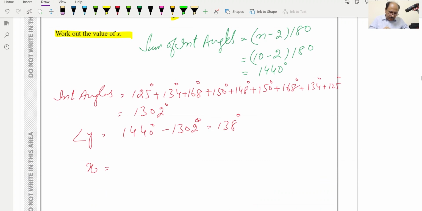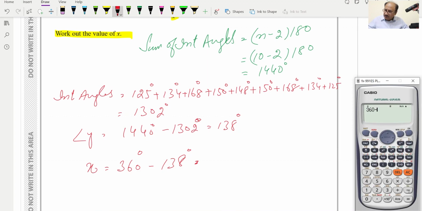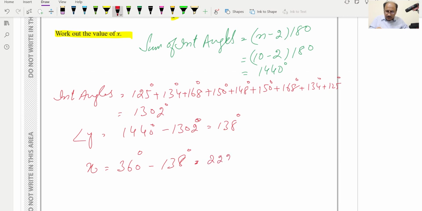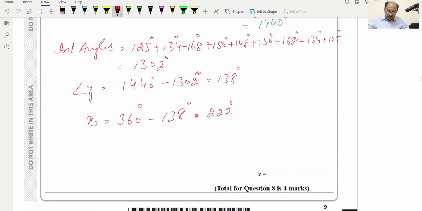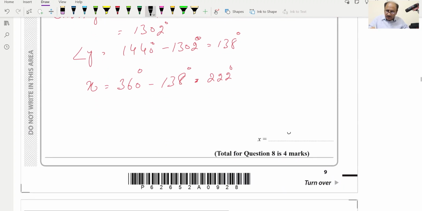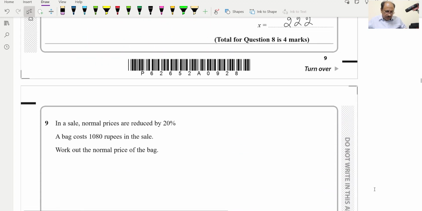So x will be equal to 360 minus 138 because this is a reflex angle, so we can subtract from 360. So 360 minus 138 is equal to 222. So we can write here, the answer will be 222 degrees. This will be the x value. Hopefully you understood this.